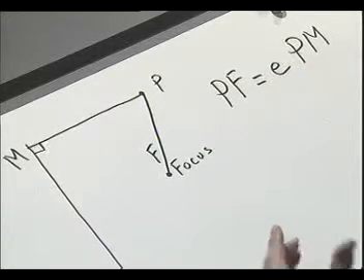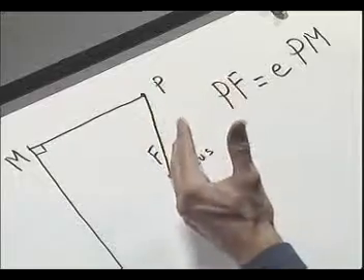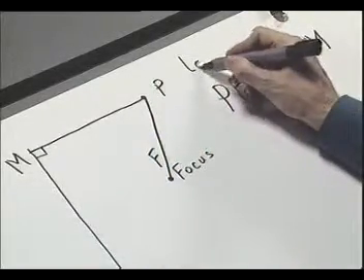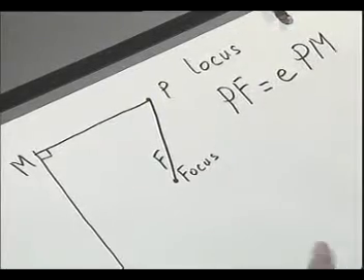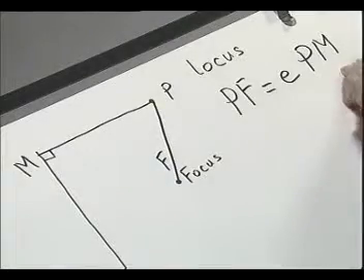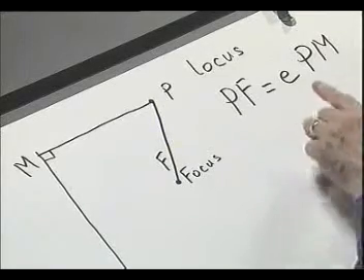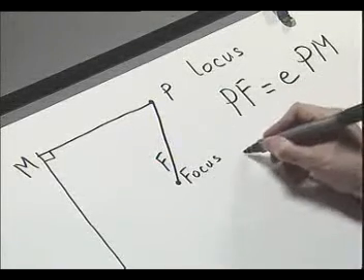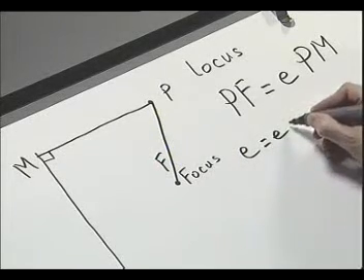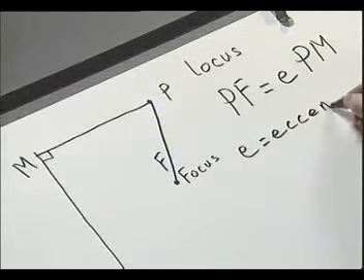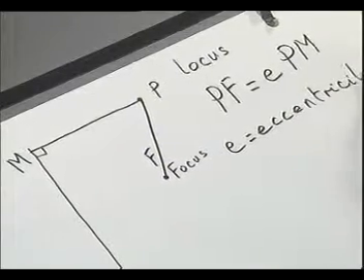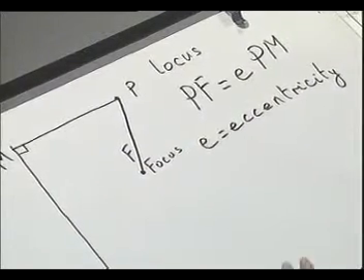Now, what happens? Well, this point P follows what we call a locus. Let's just write down that word, locus. What do we mean by a locus? Well, it's simply a path. The point P follows a path governed by this rule. This letter E is used to stand for what we call the eccentricity of the curve. And we get our different conic sections for different values of E.